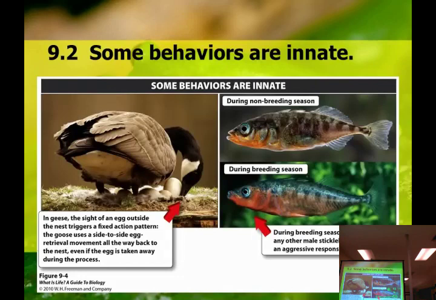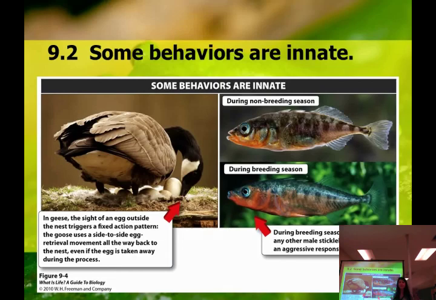So here's two examples, and these behaviors are called innate, which means that they are passed along from parents to offspring without ever teaching them how to do it. So in this one, we've got a goose. And in geese, if the egg falls out of the nest, all geese will go and they'll roll the egg back towards their nest. And if they ever see an egg outside of the nest, it's a fixed action pattern. They will always go and they will roll it back into their nest.